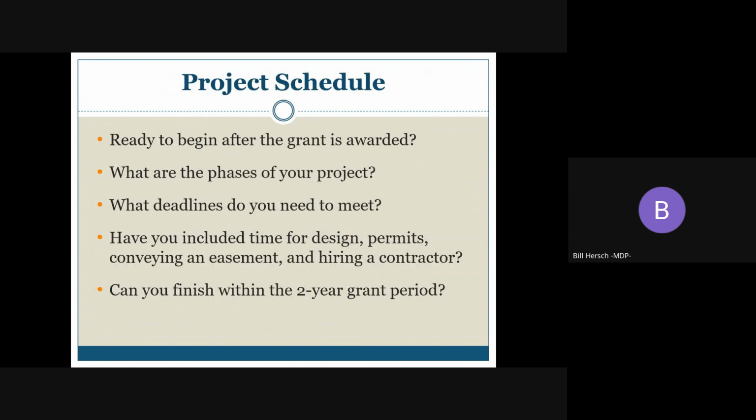When putting together your project schedule, consider these questions and refer to the grant guidelines for more information. Projects that would be ready to start after an award is made are preferred and would make your application more competitive. Is the project phased? What's your own schedule? Do you need to plan around a festival or another project? Are you a wedding venue or an event space that can't afford to close during a certain time of year? Consider times for permits and design if needed, MHT approvals, easement conveyance, procurement process, etc.